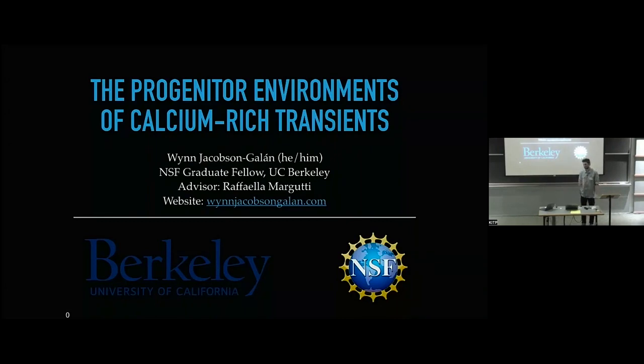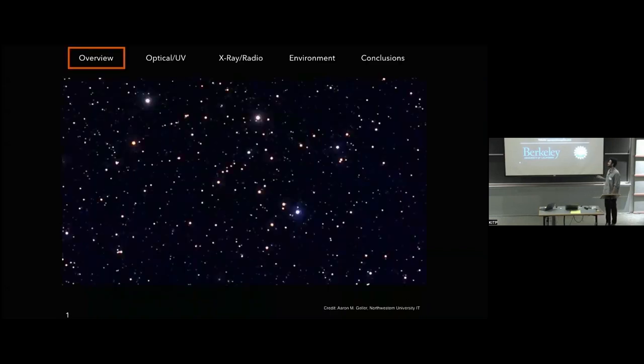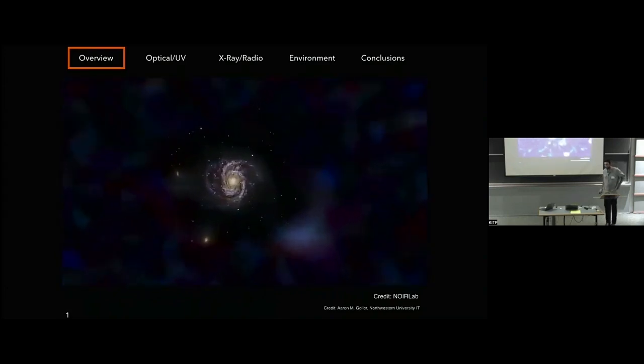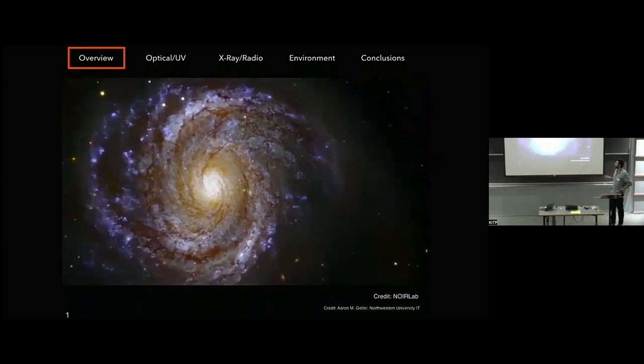I'm really excited to be here to talk to you about calcium-rich transients and, broadly, their environments: where they are located in their host galaxies, and what they're doing near the white dwarf or near the stars that produce them, which is still an open question, which I hope brings some discussion. So, zooming in on a nice nearby calcium-rich transient, this is the host galaxy of 19EHK.